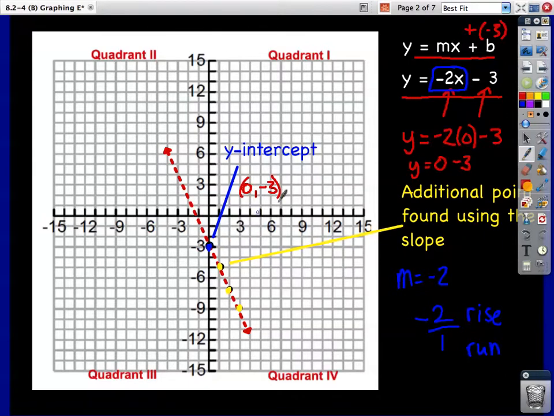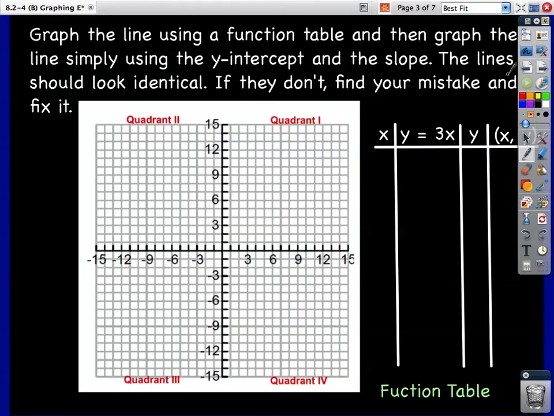So from this point here, and I'm going to go to the color yellow, I run 1 over to the right. That was my run, it was 1. But my rise is -2. So instead of going up 2 like I would if it was a positive slope, I've got to go down 2. And as you can see, that's where my next point was made. Again, I can do it: over 1, down 2. Over 1, down 2. Now I have 4 points, and I simply connected those points with a line to get this red line. That's just a quick recap of how we can use the slope and the y-intercept to graph a line. Alright, let's do two quick example problems here.